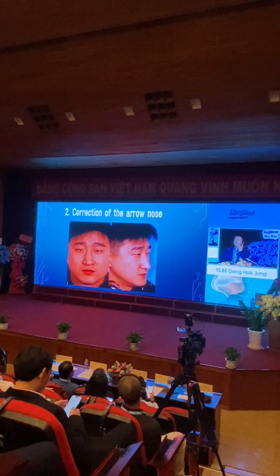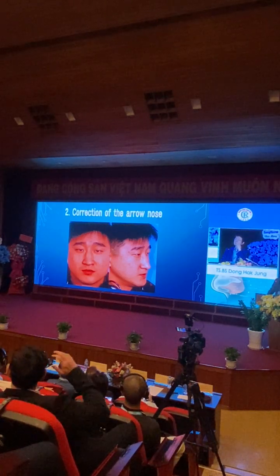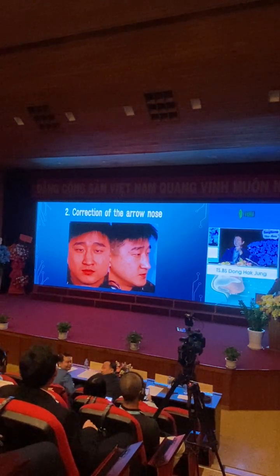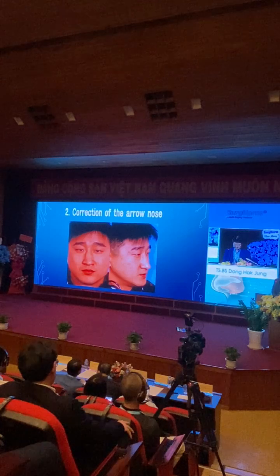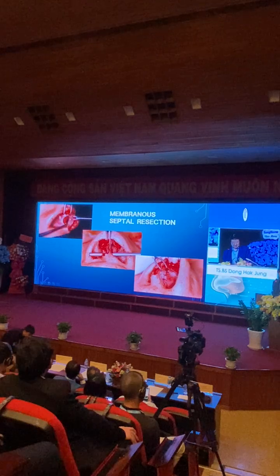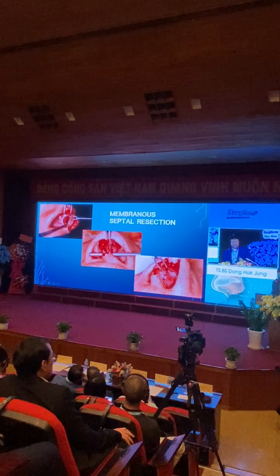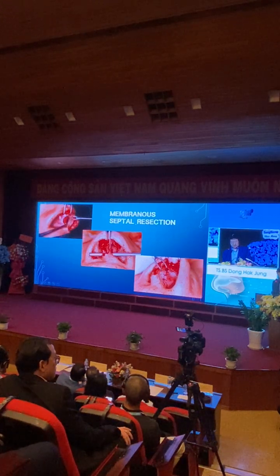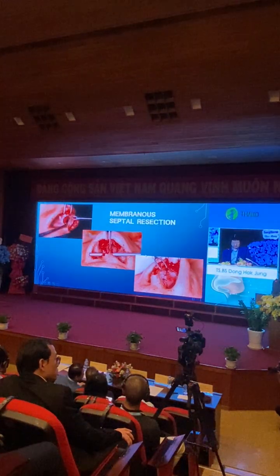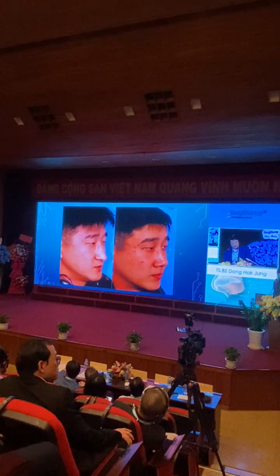The hanging columella and arrow nose use the same technique, but hanging columella is the middle part of the columella, while arrow tip is the upper part of the columella. The nasal tip is too much longer. Arrow tip, you know, the arrow. As I said, same technique, different position. It's the upper part. Then cut here, membranous septal resection. Of course, there's caudal septal resection together. Then we can make it shorter. It's like this.